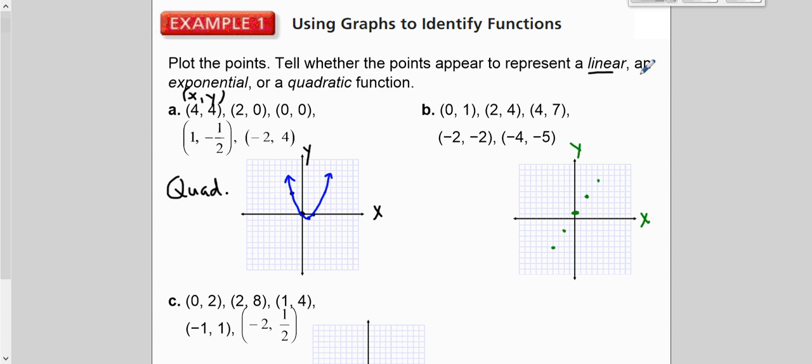What do you think? Looks like a line to me. So it is a linear function. Let's see, we have one quadratic and one linear. I wonder what the next one's going to be.